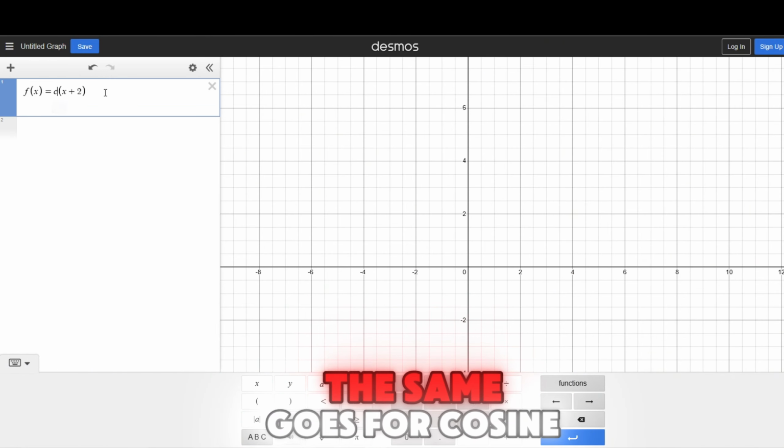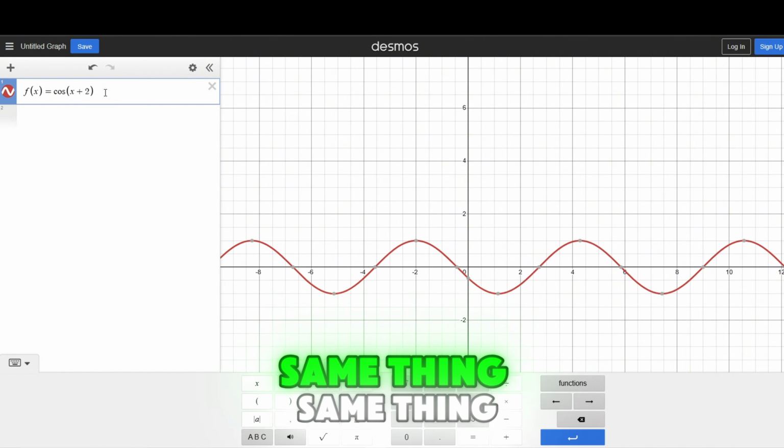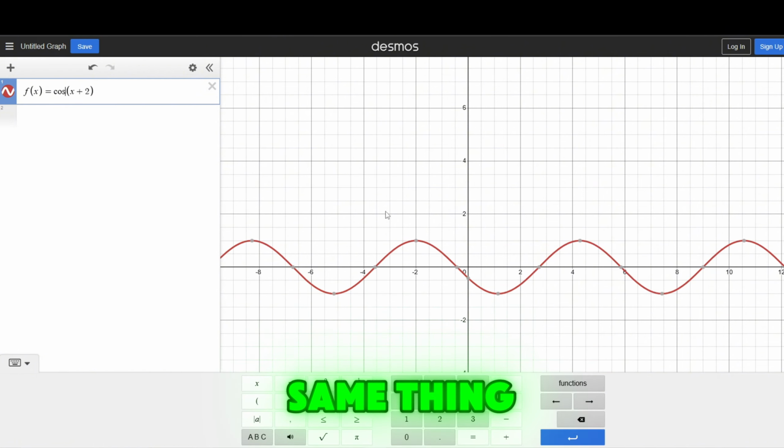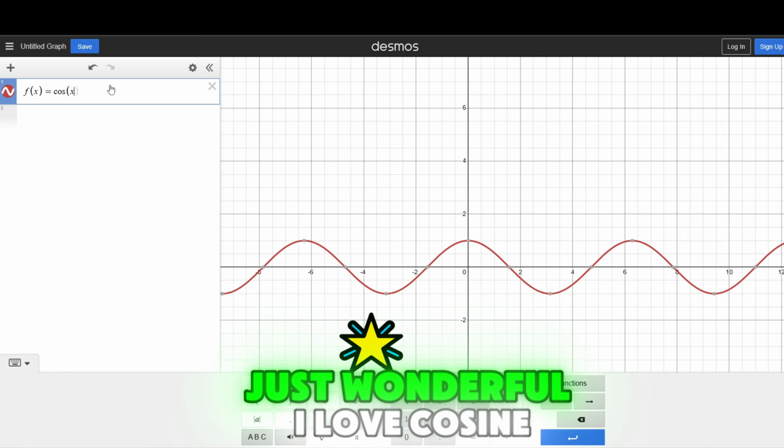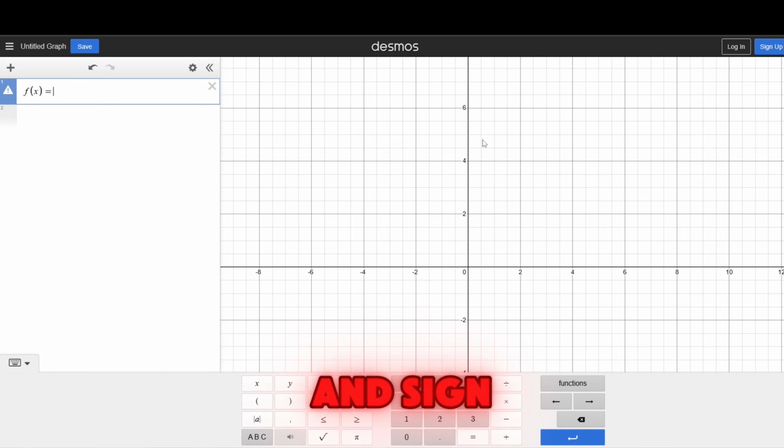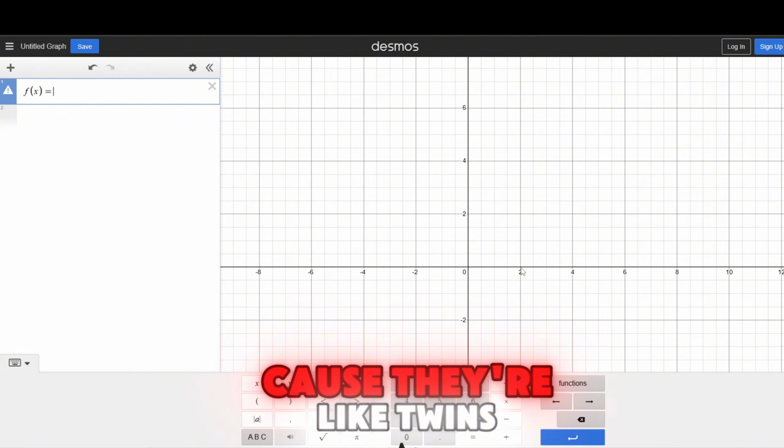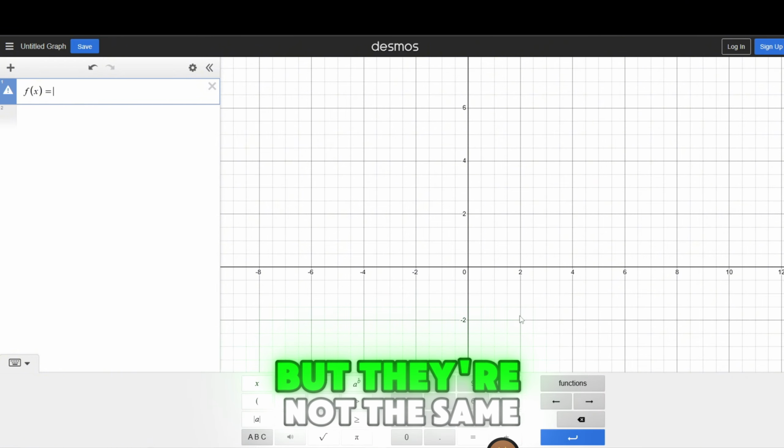And then pretty much the same goes for cosine. Same thing. Just wonderful. I love cosine and sine. They're just so cool because they're like twins, but they're not the same, you know.